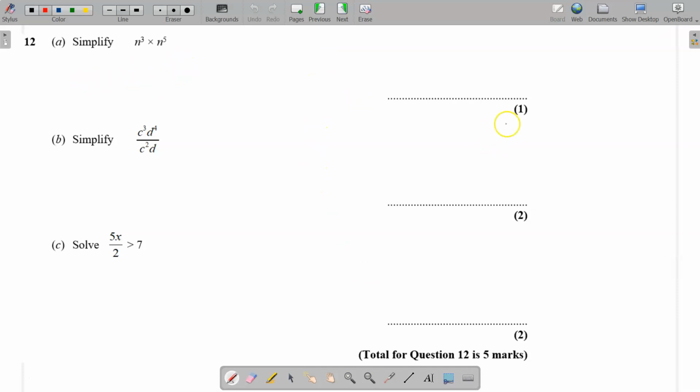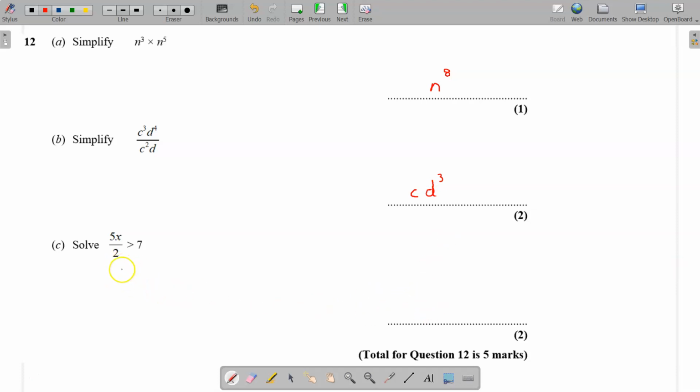Simplify n cubed times n to the 5. You add the indices together and you get n to the 8. It's either right or wrong. This one's worth 2 marks because you've got to work on the numerator and denominator. If you divide, you subtract the indices. So c cubed divided by c squared is just c. And d to the 4 divided by d to the 1 is d cubed. So cd cubed.